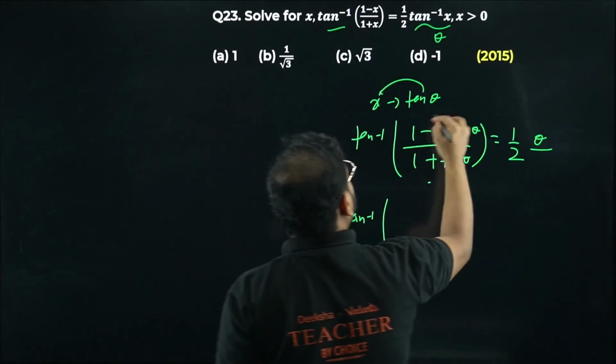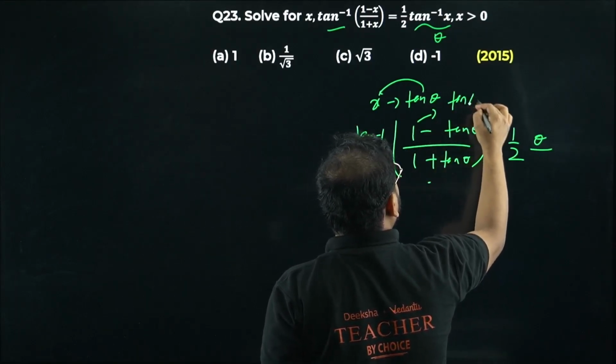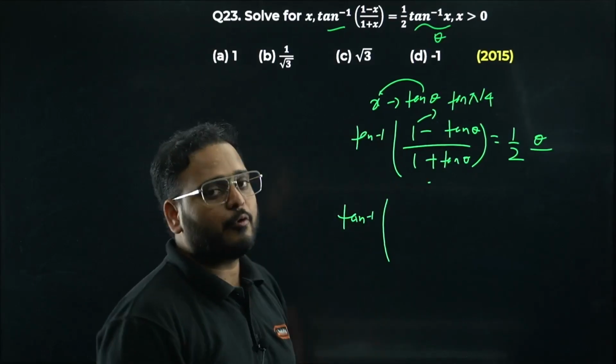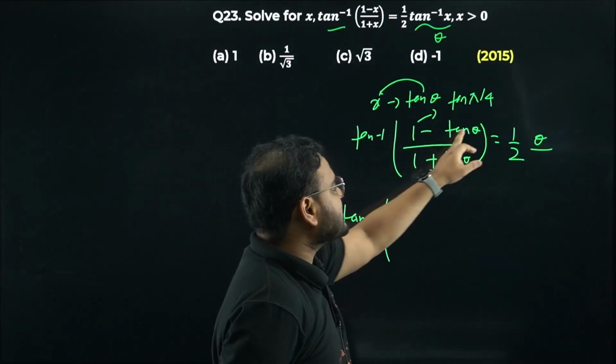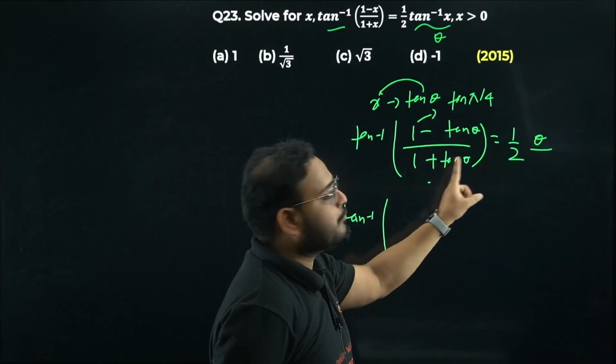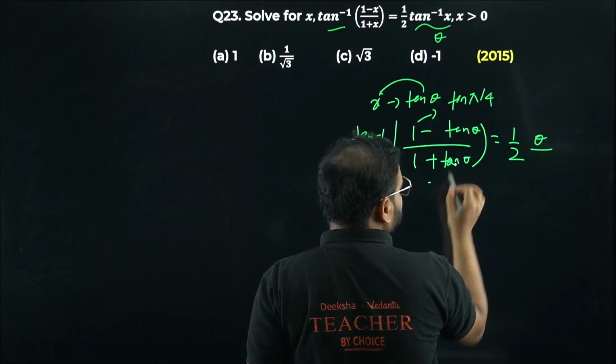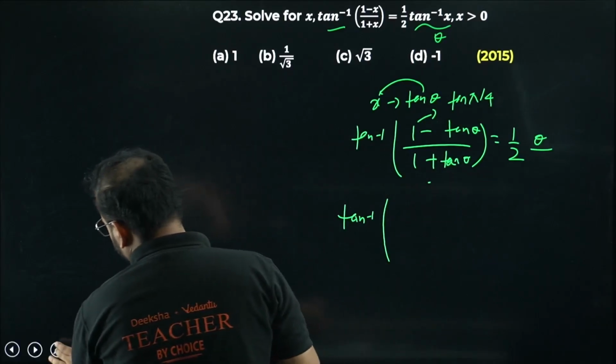Write 1 as tan pi by 4. Tan pi by 4 is 1. Now check: tan pi by 4 minus tan theta upon 1 plus tan pi by 4 into tan theta. How come, sir? We don't have anything over here, no tan theta part. I can multiply 1 to this, right?